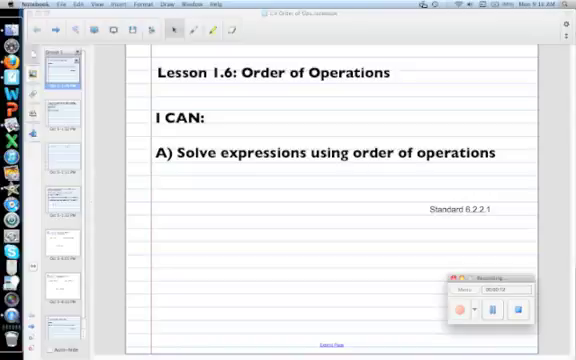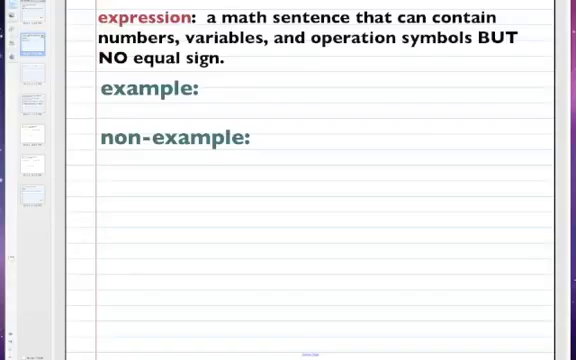So let's get started. An expression is simply a math sentence that can contain numbers, variables, and operation symbols, but no equal sign. Variables are when you use letters like X's and Y's for unknown values. Operation symbols are simply the plus sign, the subtraction sign, the multiplication sign, and the division sign. But the key is it has no equals sign.